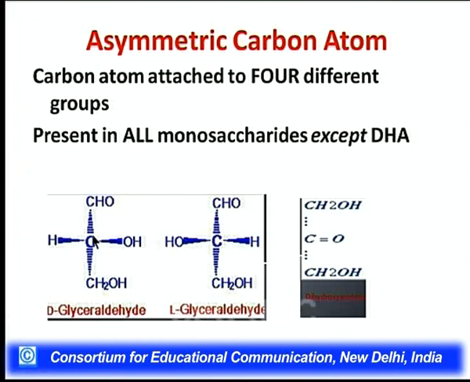If we look into this structure, in this case OH is on the right hand side and H is on the left hand side, whereas in the other structure OH is on the left hand side and H is on the right hand side. So what are they? They are mirror images of each other, non-superimposable mirror images, and such a pair is known as enantiomers.